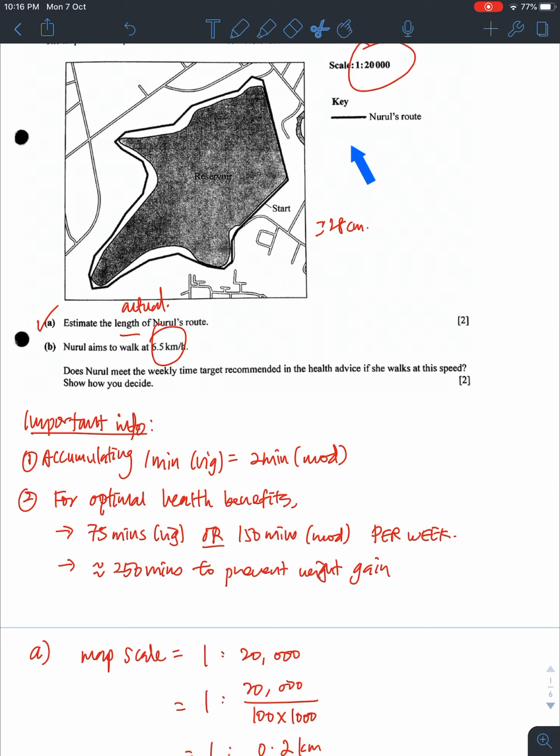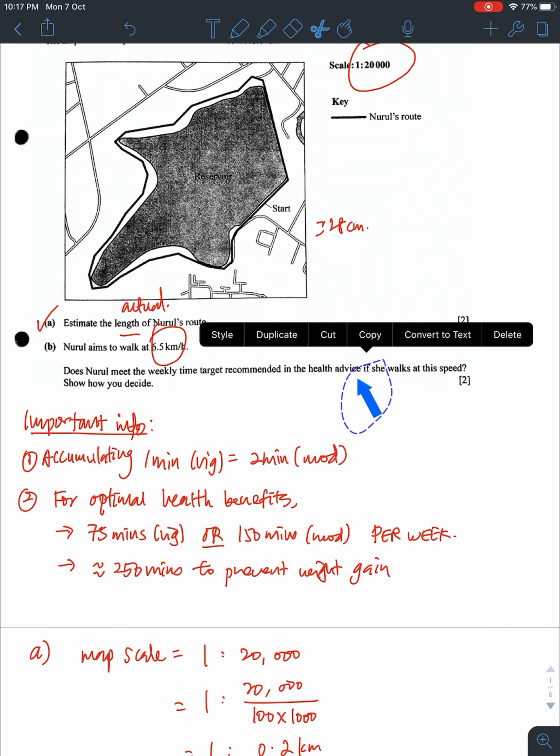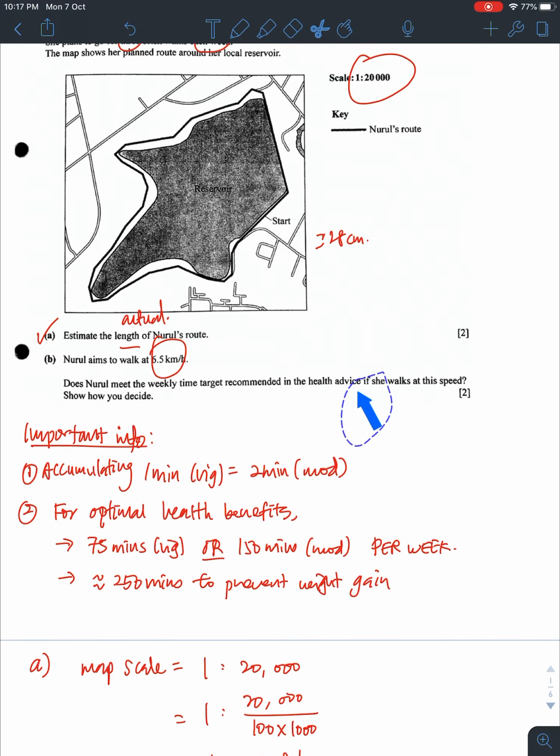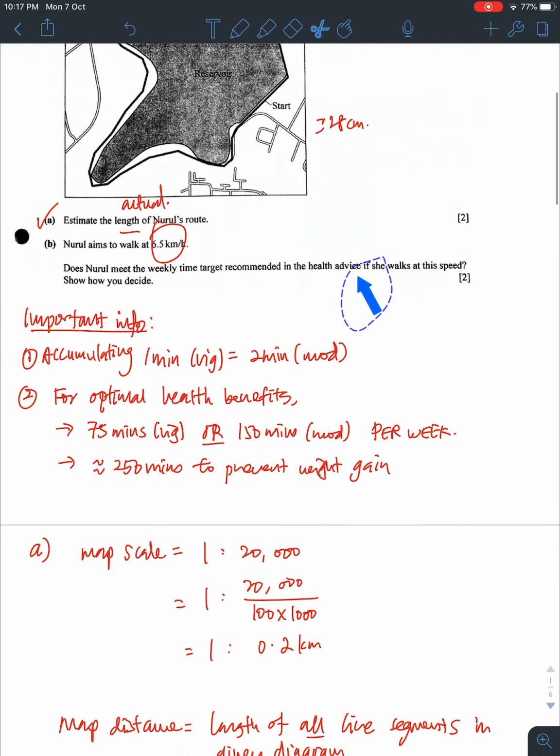Let's look at the second question. They said that Nuru aims to walk at this speed, 6.5 kilometers per hour. The question wants us to show or explain if Nuru meets the weekly time target recommended in the health advice. So what is the weekly target time which we should be looking at? This is the important information over here, for her to hit optimal health benefits by doing moderate intensity exercise, which in her case is walking at this speed.